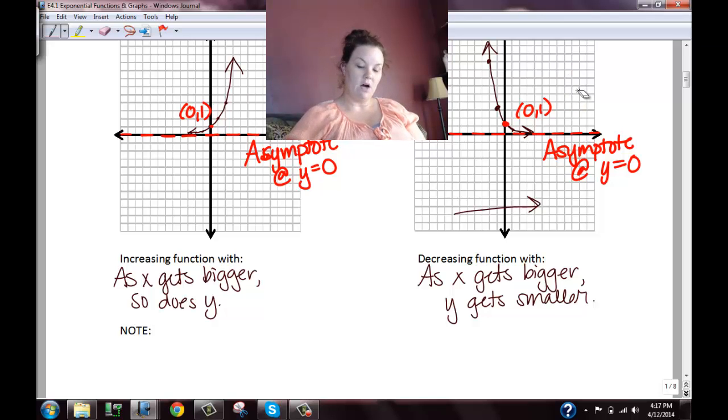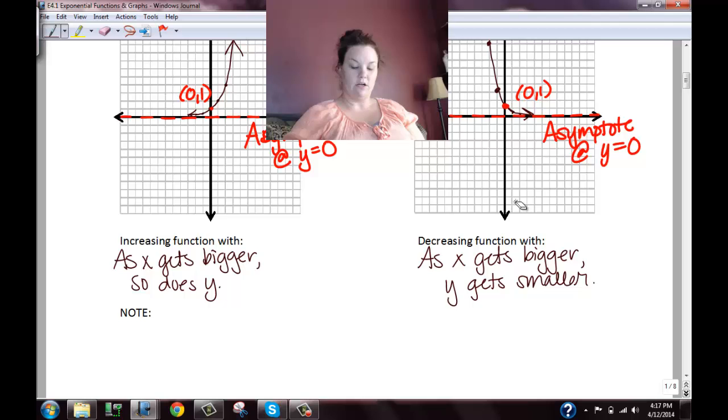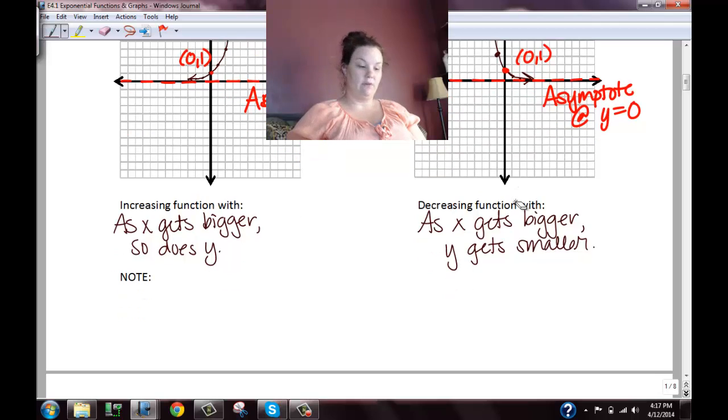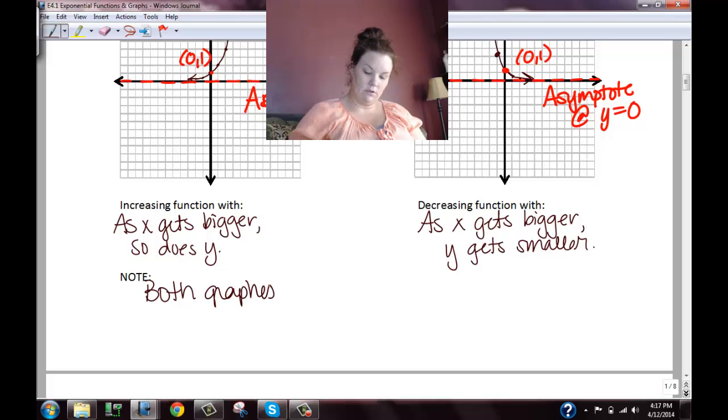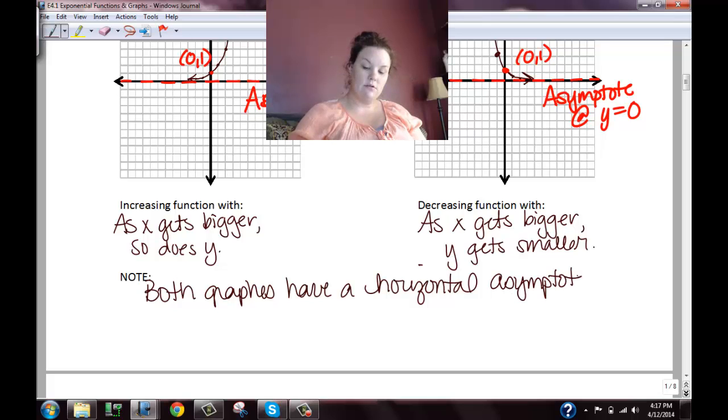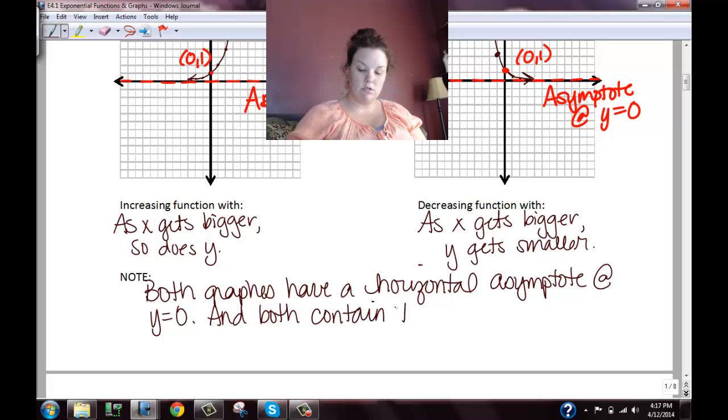Okay. All right. And then the other thing I want to point out, a good note for all exponential functions: both graphs have a horizontal asymptote at y equals 0, and both contain the point (0, 1).